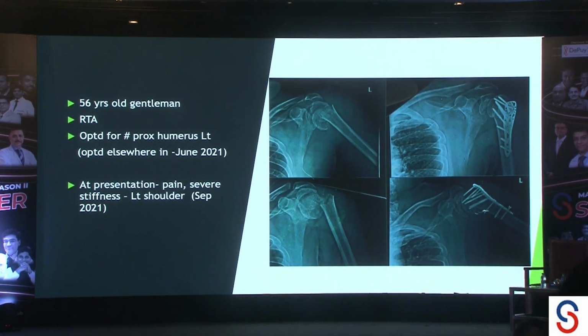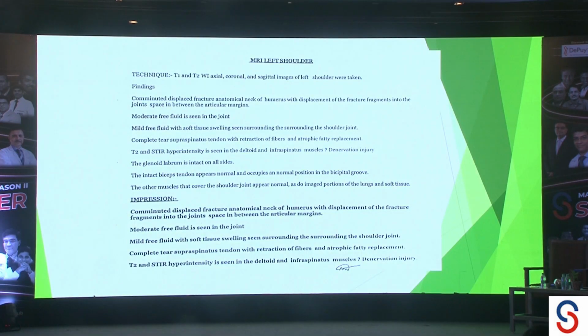If you see on the right side of the picture, this was a fixation, and we can make out there was some loose osteochondral fragment inside the articular surface, in between the articular surfaces. There's a fragment lying there. And the MRI report showed there was a tear of the supraspinatus tendon as well, a complete tear, and the fragment lying inside.